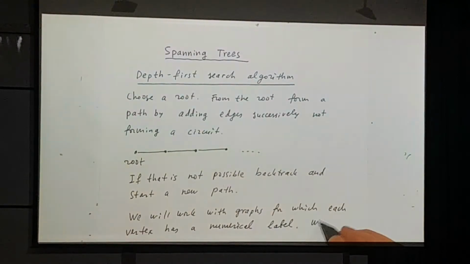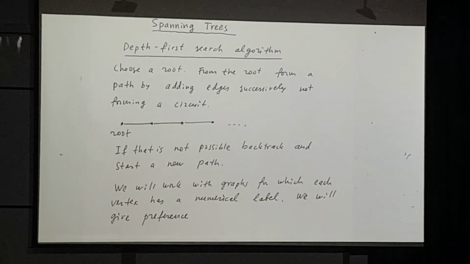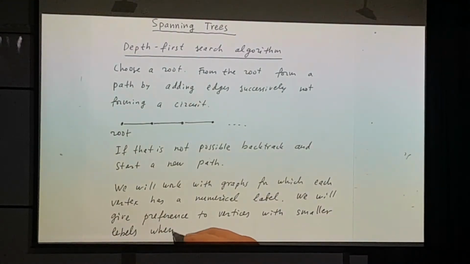And then we will give preference to vertices with smaller labels whenever a choice arises.